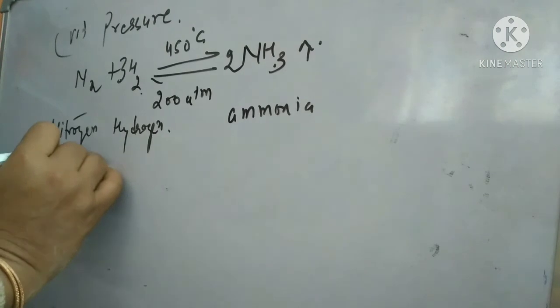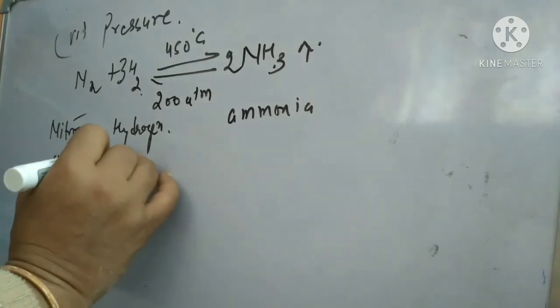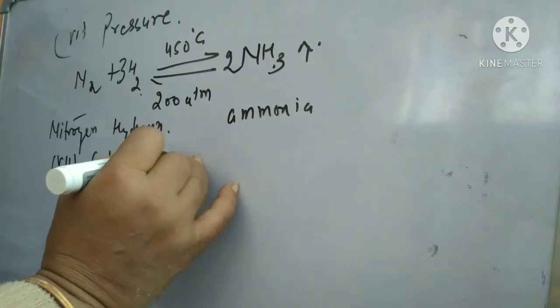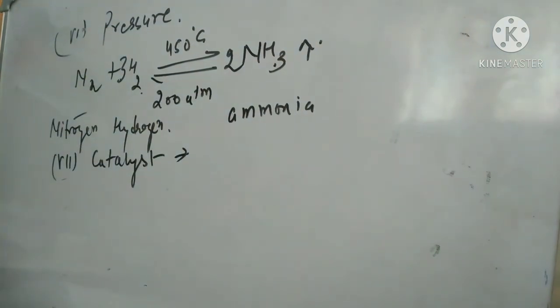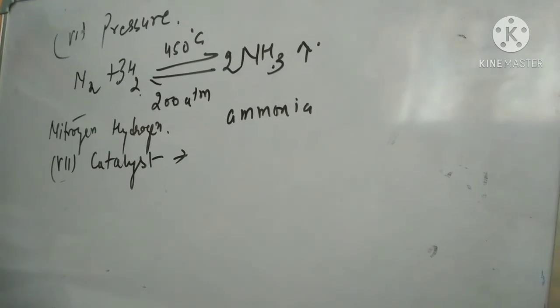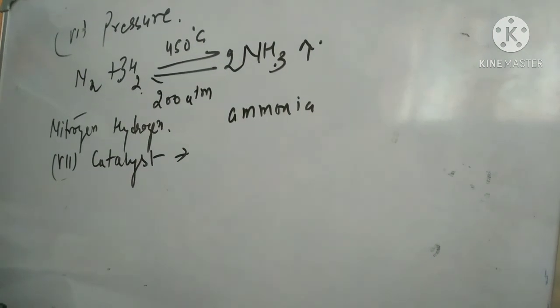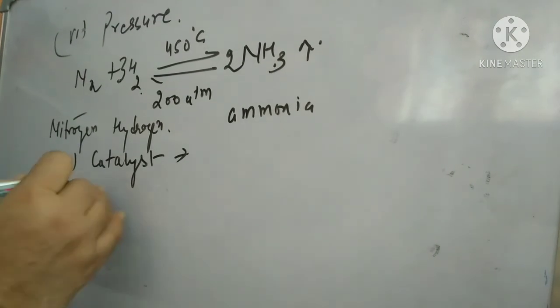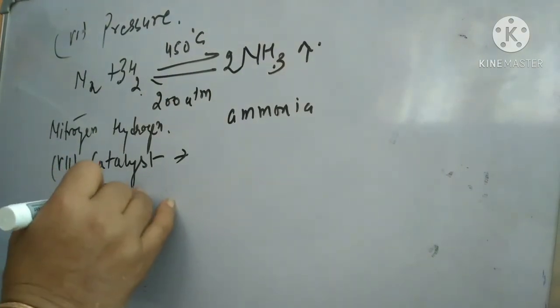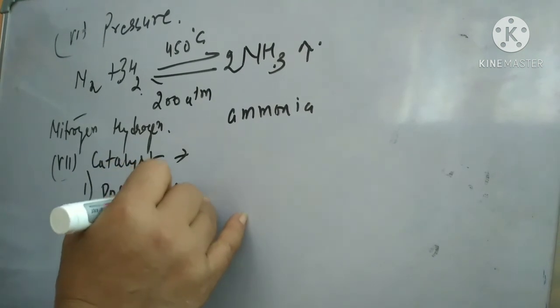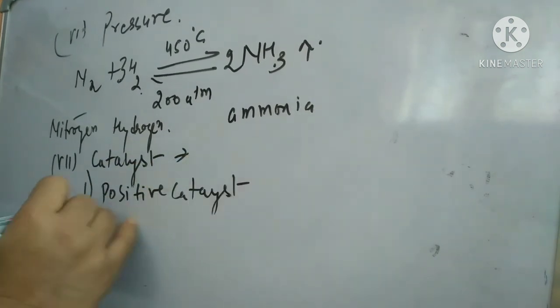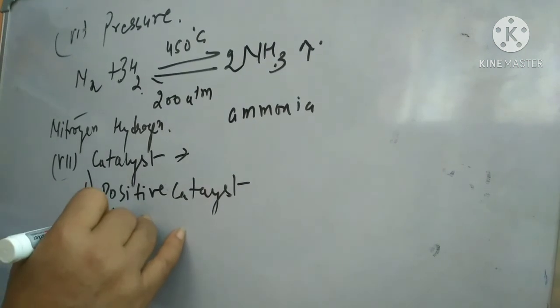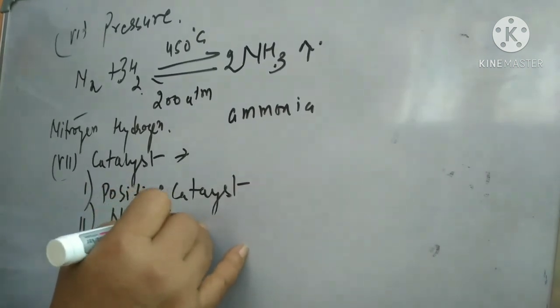Now, catalyst. Some of the chemical reactions take place in the presence of catalyst. Now, what are catalysts? Catalysts are the substances which either increase or decrease the rate of a chemical reaction. So there are two types of catalyst. First one is your positive catalyst, which increases the rate of reaction, and another is the negative catalyst, which decreases the rate of chemical reaction.